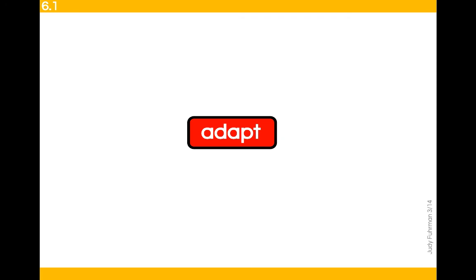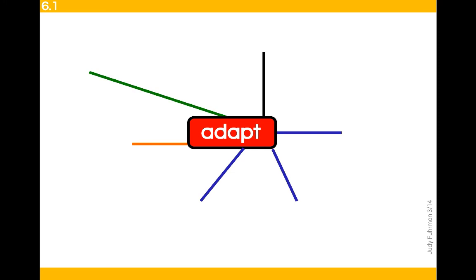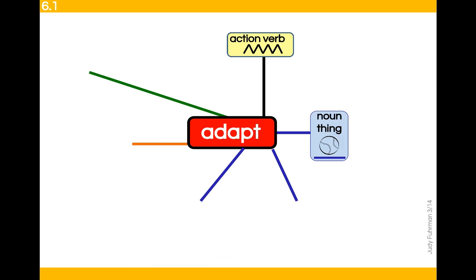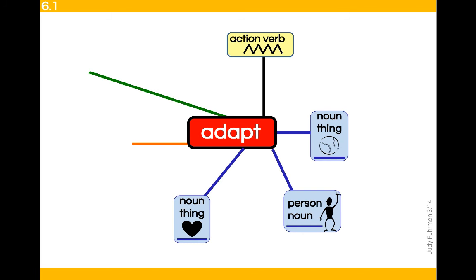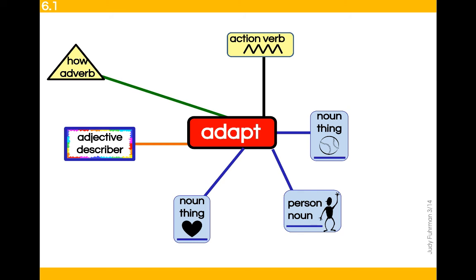If we take a look at our word web, based on the words that we constructed in our word matrix, we will have 6 different types of words. Those include action verbs, nouns being things, nouns being people, nouns being things of a different type, adjectives, and adverbs. Please pause the video right now to populate your word web. Let's take a look at those action verbs. We have adapts, adapting, and adapted.